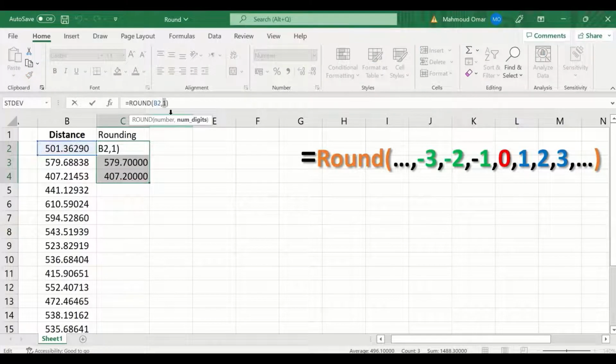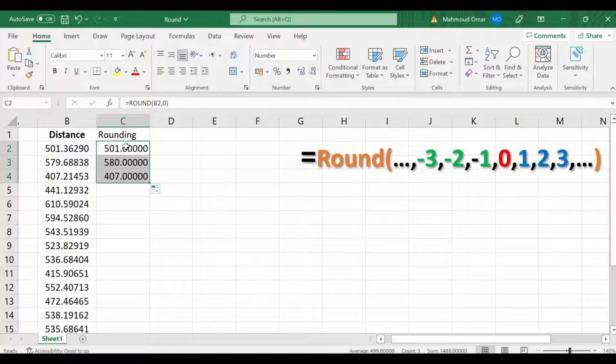We could also round the decimal to a whole number or integer by inserting 0. This function or command will round the decimal figures or values to the whole number. So 3 is rounded down to 0, 6 is rounded up to 580, 2 is rounded down to 407.